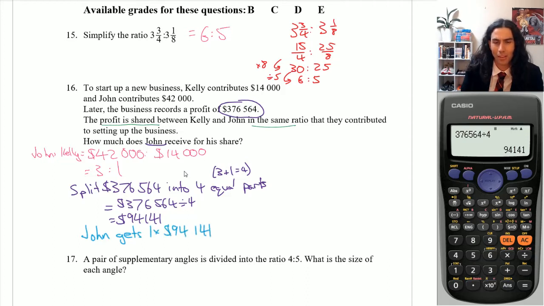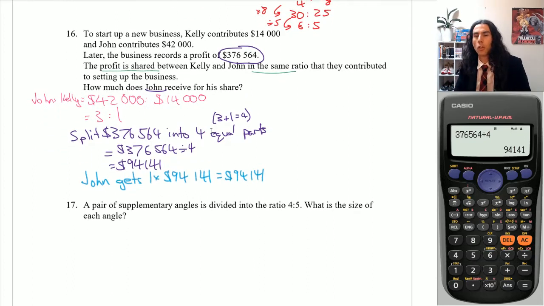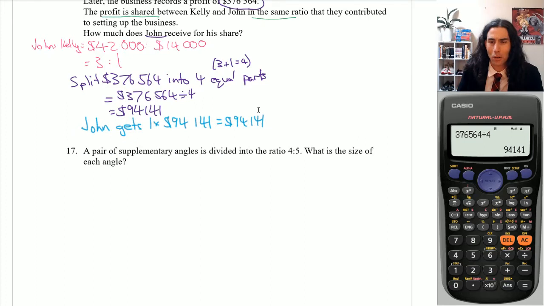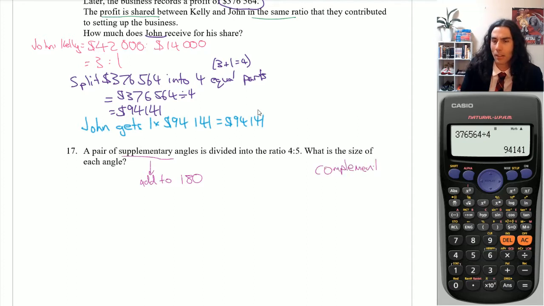What's hard about this test is just the number of questions. So many. So I'm going to do the next one. A pair of supplementary angles divided in the ratio 4 to 5. Supplementary angles add to 180. There's complementary and supplementary, and it's confusing. You say, oh, which is which? They sound so similar. The trick I use: you've got a big C and an S. Complementary, C you can turn into a 9, S you can turn into an 8. So that lets you know.